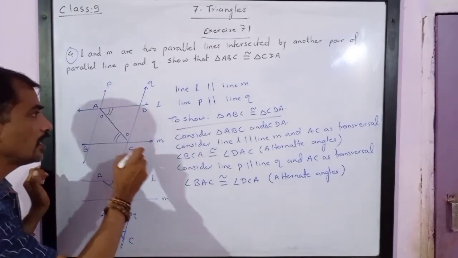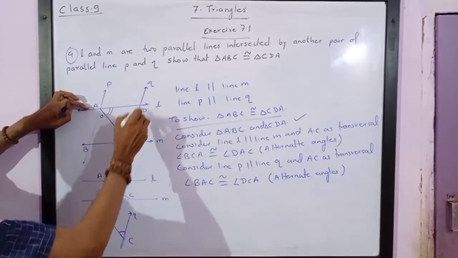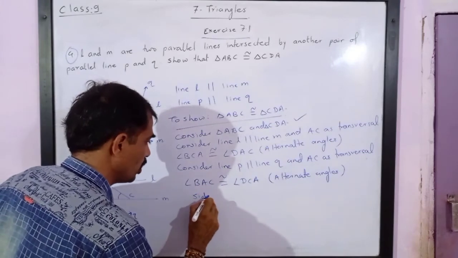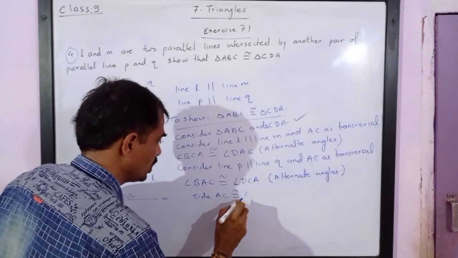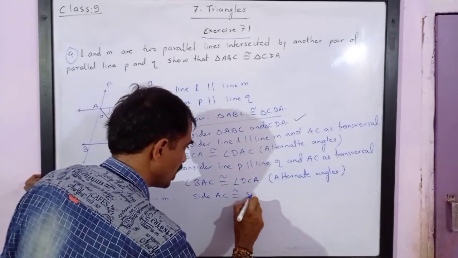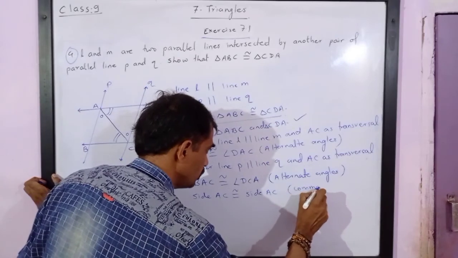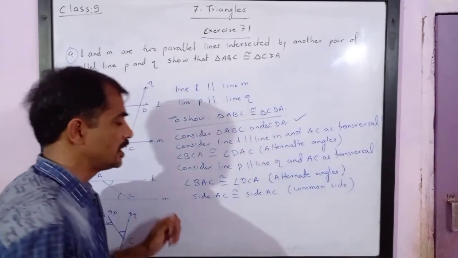Now AC is in this triangle. In both the triangles ABC and ADC, you will see that AC is a common side. So you can say that side AC is congruent to side AC. That is common. Every side is congruent to itself. Reason is you can say common side, or every segment is congruent to itself.